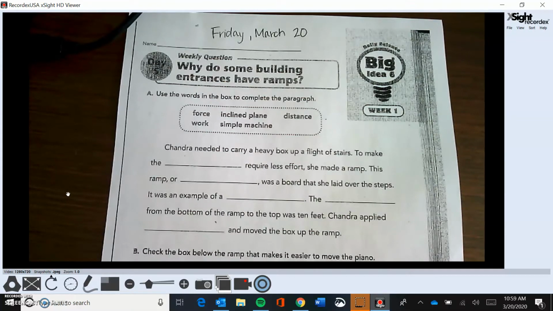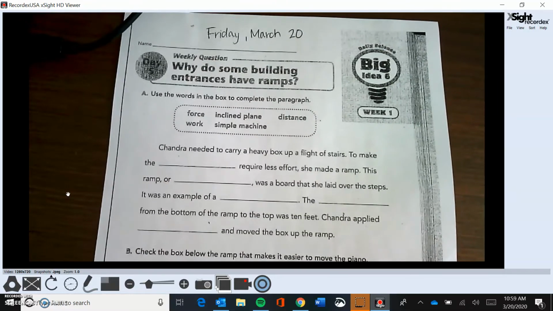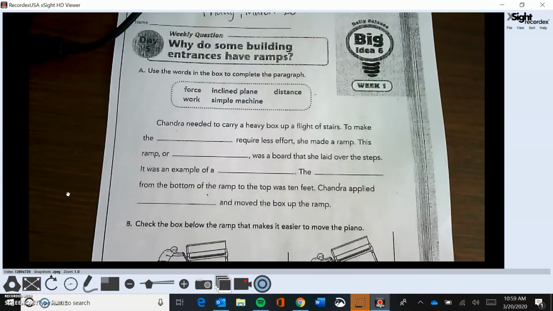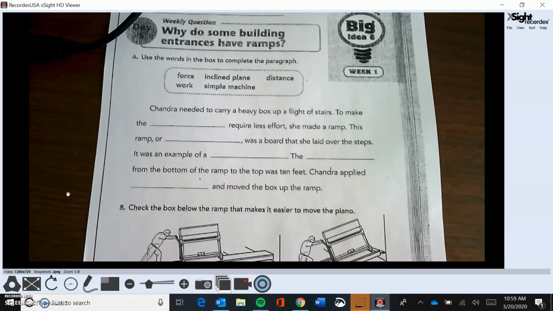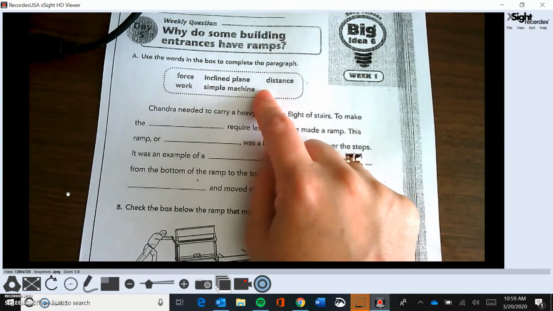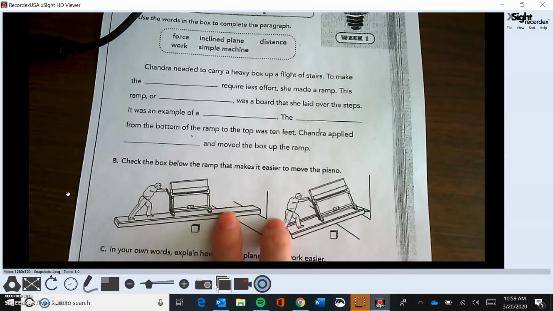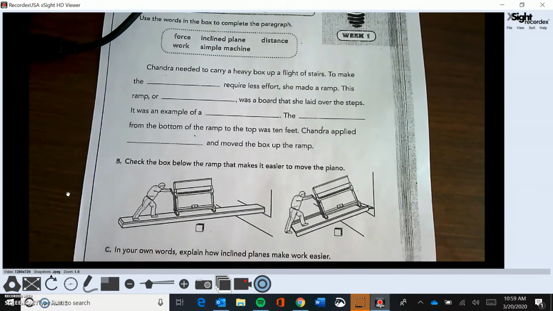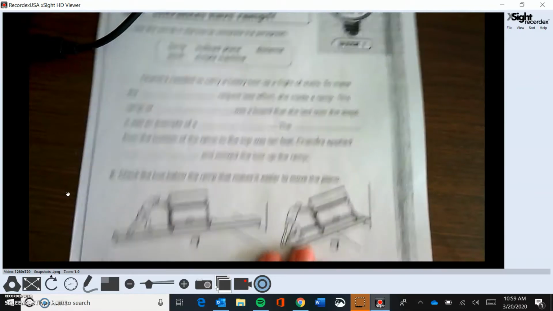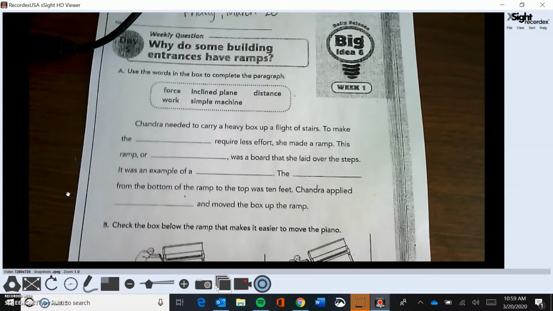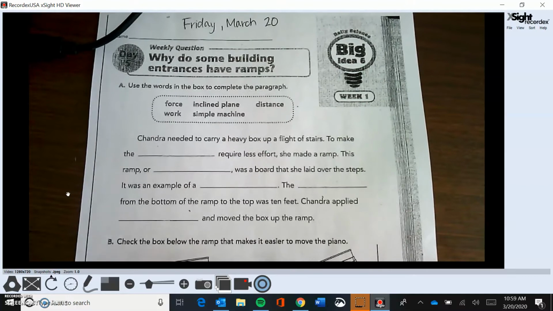So we're gonna look at this last science activity for the week. We're still talking about building ramps and inclined planes. This is just a really quick activity where you're filling in the blank, checking one of these pictures and answering the question, and then there's another one at the bottom where you're answering a question. I did get some questions about the vocabulary, so let's take a look.